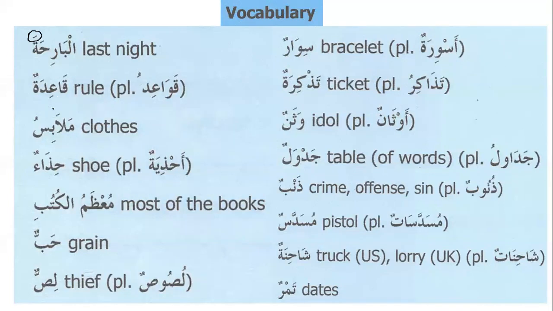That's right. Qa'idatun, rule, and the plural is qawa'idu. Mamnu min as-sarf. Malbasun, malabisu, clothes. Hida'un, ahdiyatun, we have discussed in the lesson as well, shoe and shoes. Mu'adhamul kutubi, most of the books. Habbun, grains, and the plural is, let's see if you remember or not. Habbatun. Okay, also the Arabs, hububun, they also use hububun, right?